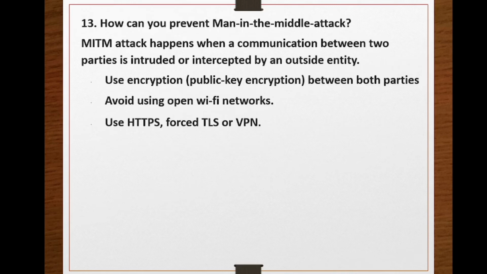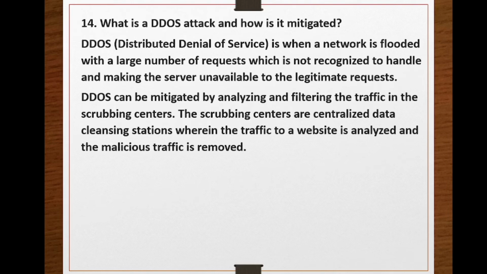How can you prevent a man-in-the-middle attack? Very important question again. A MITM attack happens when the communication between two parties is intruded or intercepted by an outside entity. Use encryption, that is public key encryption, between both parties. Avoid using open Wi-Fi networks. Use HTTPS, forced TLS, or VPN. These are some of the ways that you can avoid a man-in-the-middle attack.